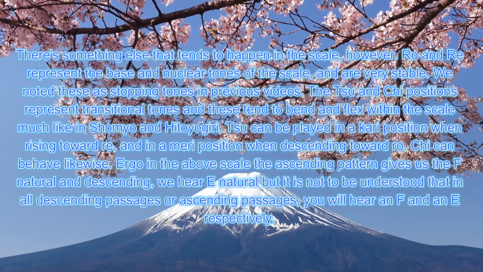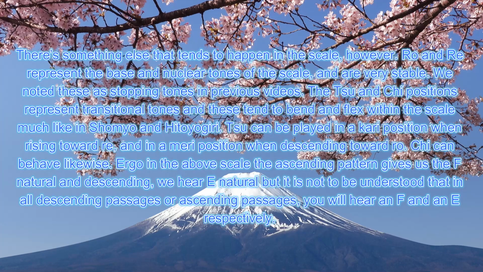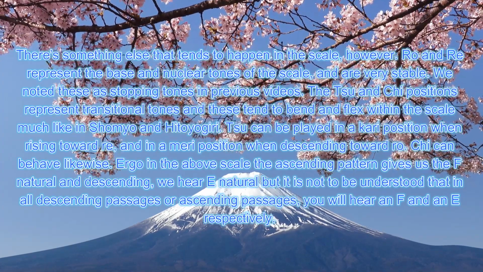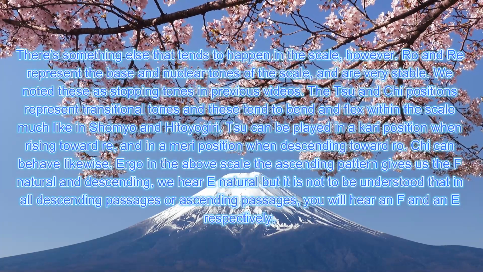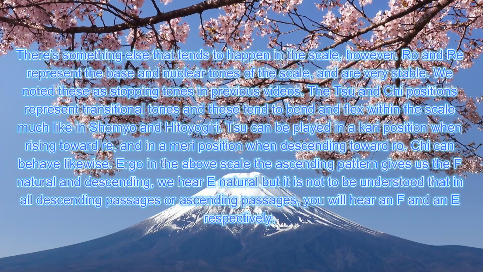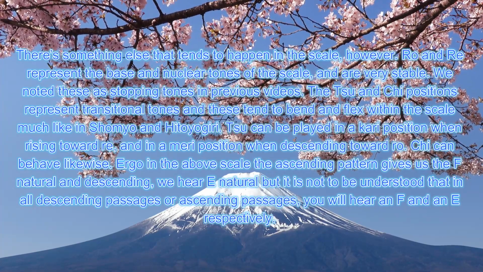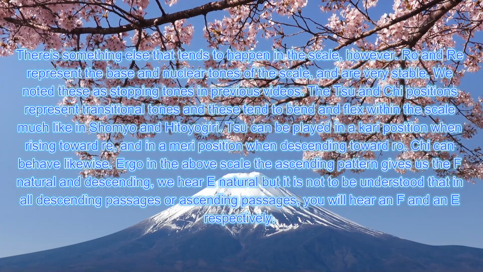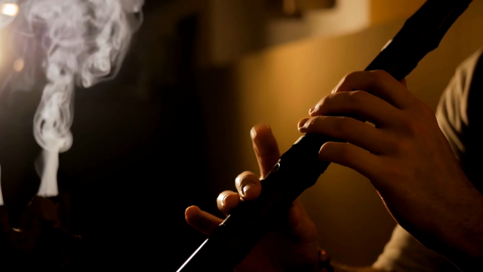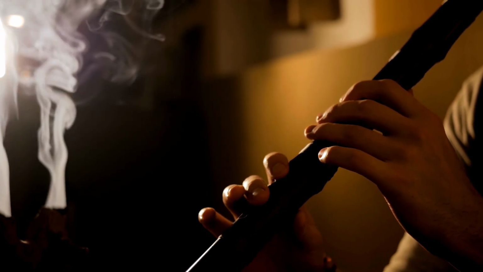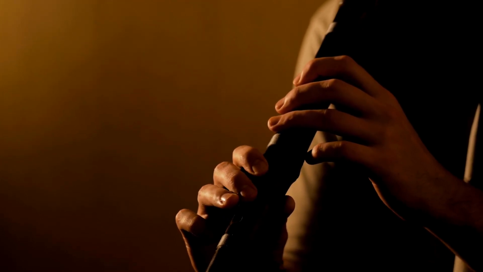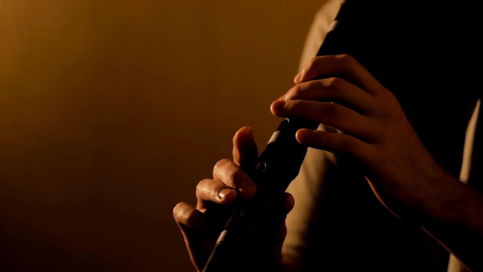Tsu can be played in a kari position when rising towards Rei, and in a meri position when descending towards Ro. Chi can behave likewise. Ergo, in the above scale, the ascending pattern gives us the F natural, and descending we hear E natural. But it's not to be understood that in all descending passages or ascending passages you will hear an F and E respectively. Depending on the piece and musical phrase, sometimes you will hear the Chi in the kari position, giving us an A natural, and at other times it will be played in the meri position, giving us the A flat, or at least something slightly lower than A. Also, utilizing the same fingering.